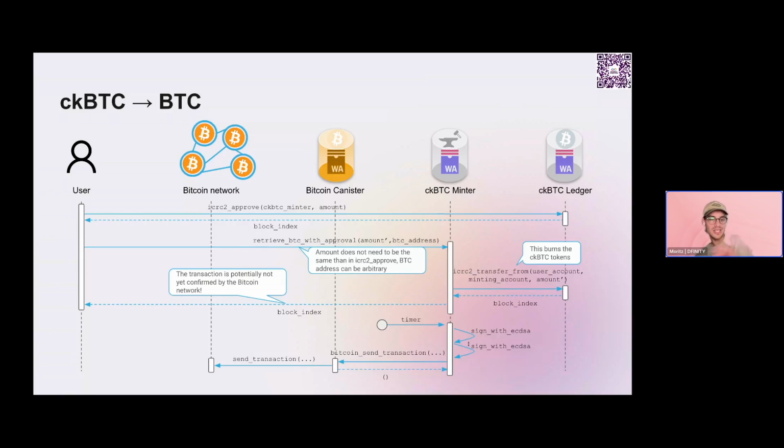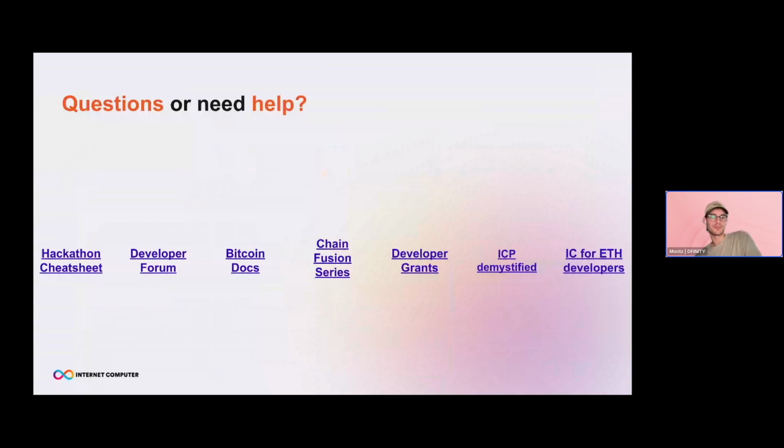And as we learned already, every single UTXO has to be signed using the Threshold ECDSA. This is what you see in the bottom right corner, signed with ECDSA. And then once the transaction has been signed, we send it to the network using the Bitcoin API. Et voila, that's it.